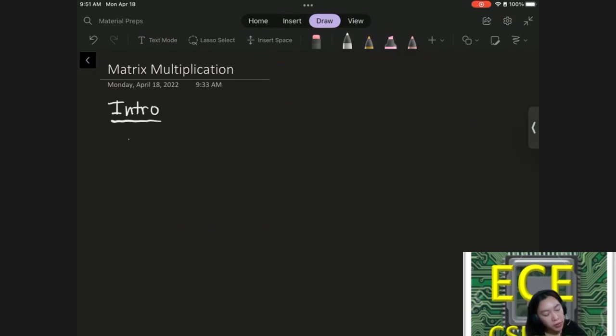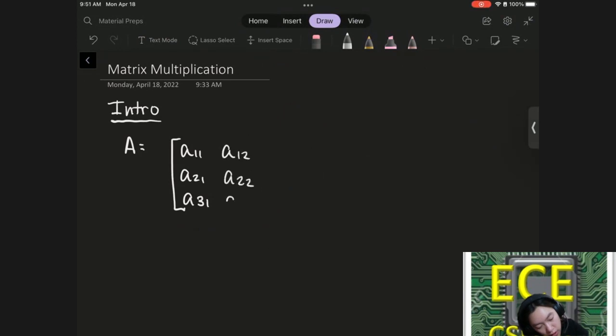So let's say I have a matrix A. And I'm going to write its entries like this: A1,1, A2,1, A3,1, A1,2, A2,2, A3,2, A1,3, A2,3, and A3,3.